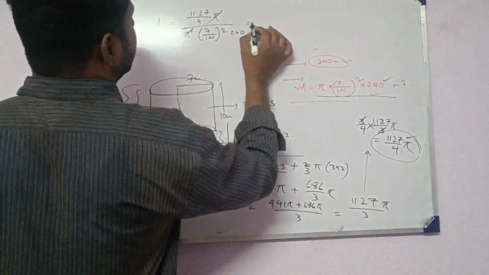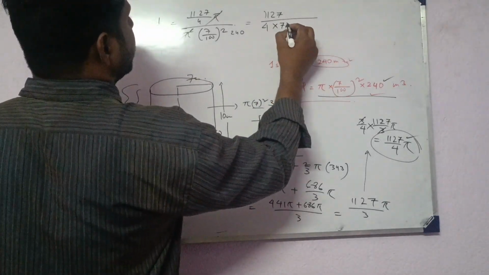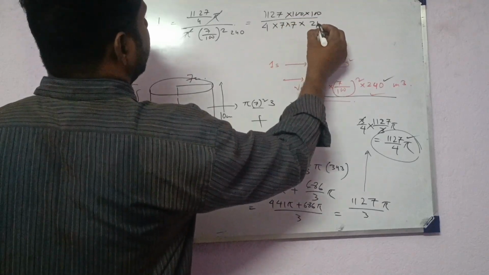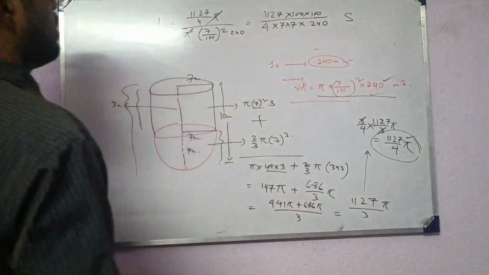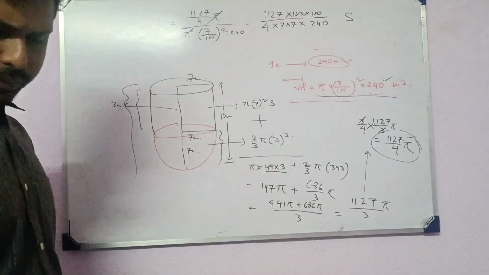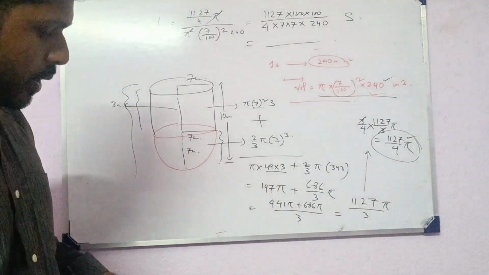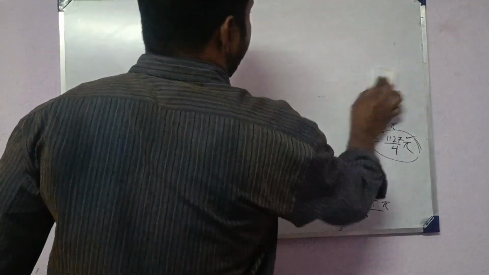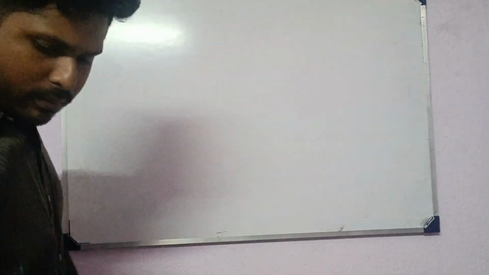Pi cancelled. 1127 by 4 into 7 into 7 into 100 into 100 into 240. So the answer will be in seconds. If you calculate this, you will get the answer. So we have found the time taken. Now the next sum.